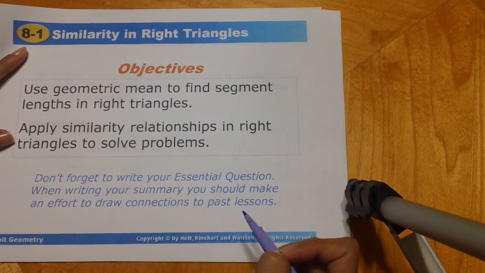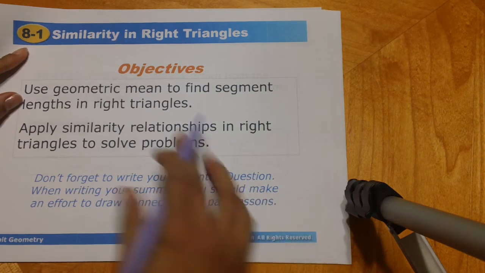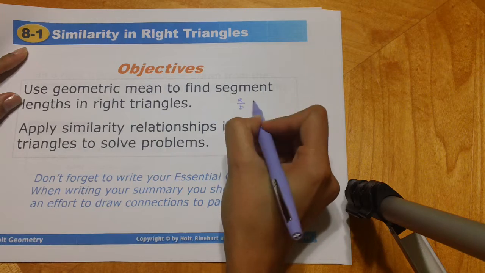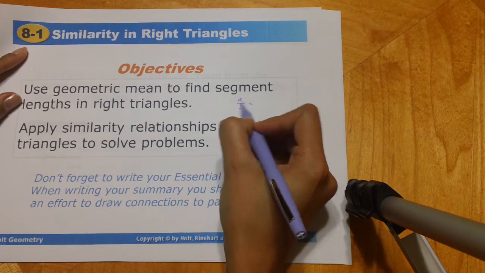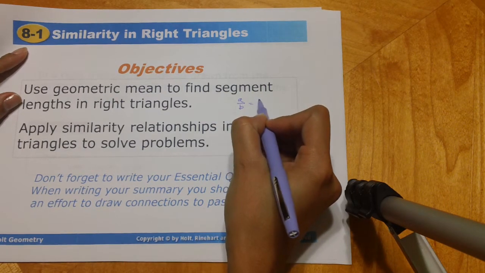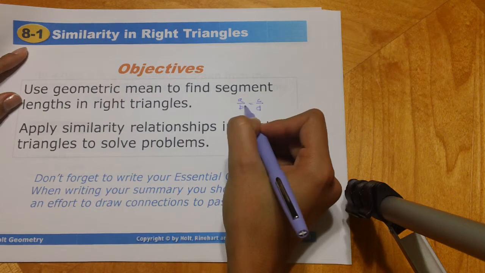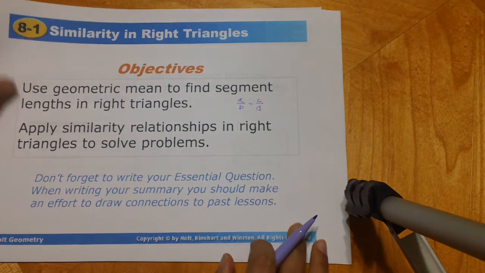Before I go to the next page, I want to review what a mean is. We had a ratio equal to another ratio, so this is a proportion. A over B equals C over D. A and D were your extremes, and B and C are your means. We're going to talk about that today.